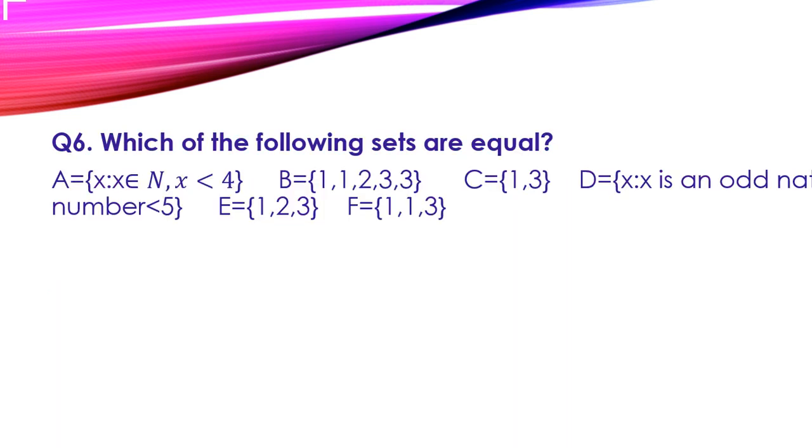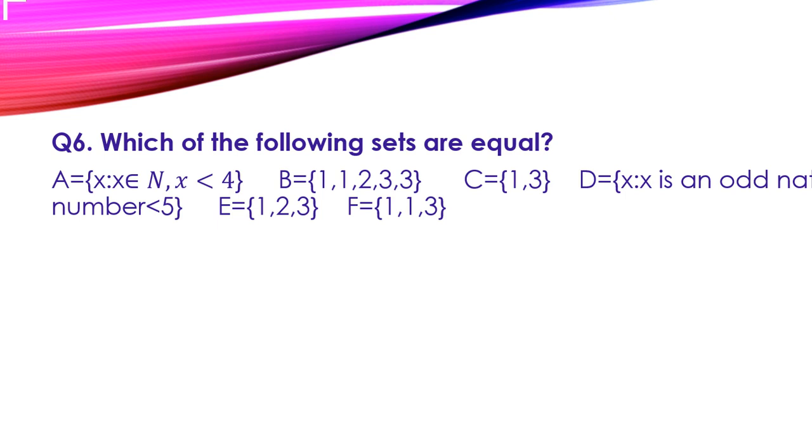Next, which of the following sets are equal? Now, we all know the definition of equal sets. Two sets, say, suppose A and B, are said to be equal if and only if every member of A is a member of B and every member of B is a member of A. Simple, isn't it? So we have to just find out the equal sets. So here I have given 6 sets and we have to find the equal sets.